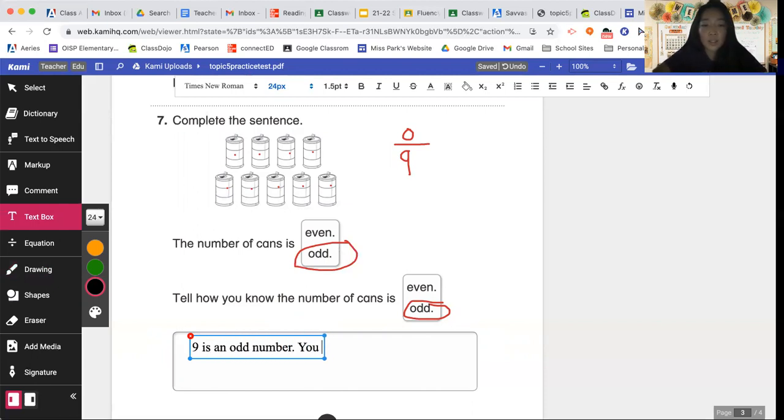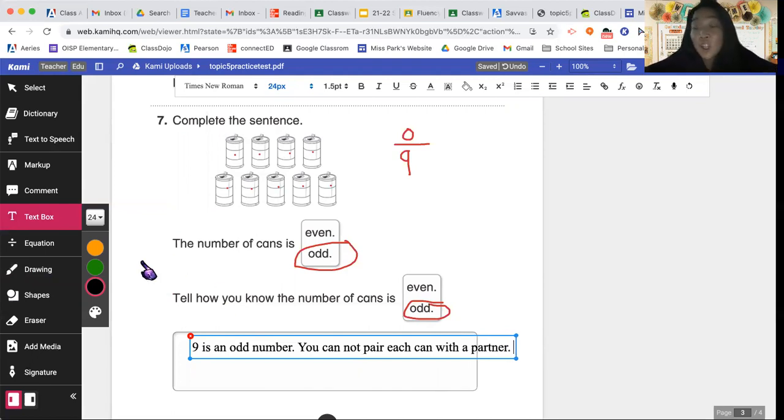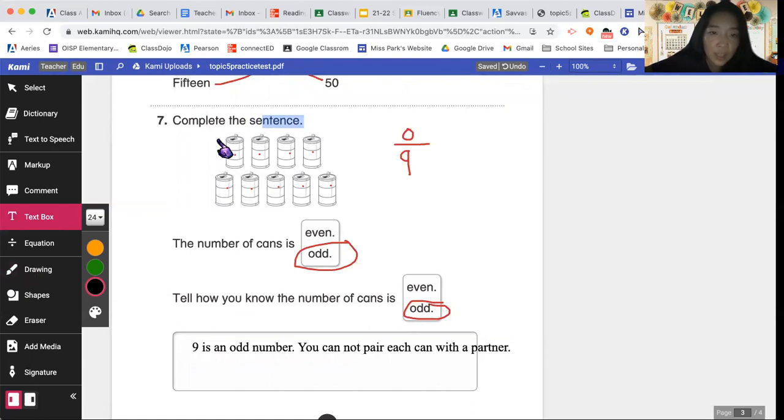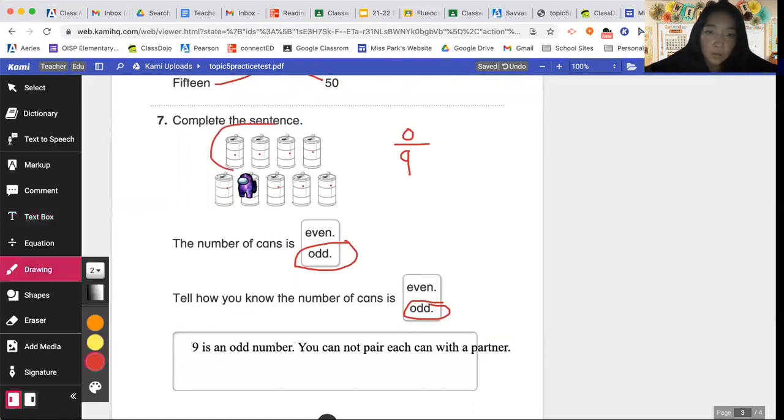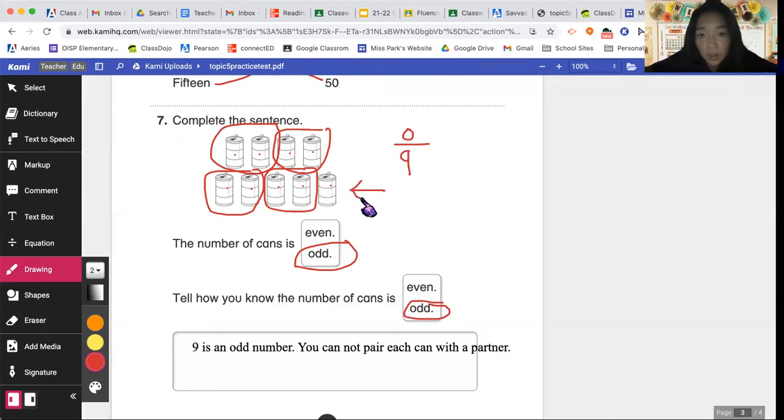9 is an odd number. You cannot pair each can with a partner. So what do I mean by that? Imagine if I split you guys up into teams and I said, everyone pick a partner. You can only have one partner, okay? So let's say these two cans are partners, and these two, and these two, and these two. But uh-oh, this can doesn't have a partner. So that means that there are an odd number of cans because not everyone has a partner.